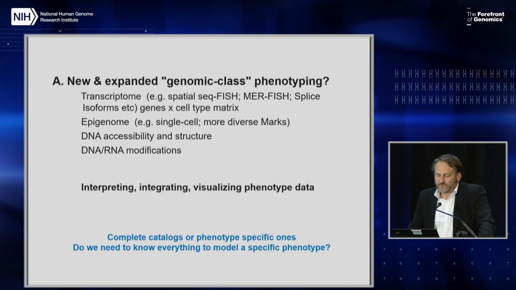So the first thing that was obvious is that even though we have done a lot, we have characterized maybe 1% of the regulatory genome, et cetera, there's still a lot of genomic information, and do we need a new class of genomic phenotyping, including transcriptomes, epigenomes, DNA accessibility and structure, DNA and RNA modification. I think one question that came up pretty frequently across the various discussion groups is, do we need a complete catalog, or can we actually work off a more specific, more specialized one? That is, do we need to know everything in order to model and understand something?